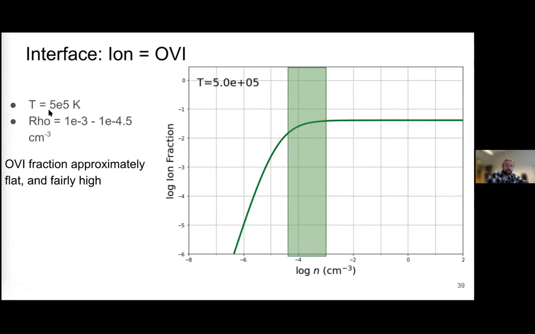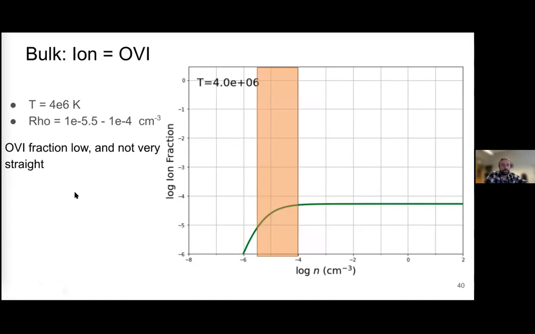On the interface, we have a basically flat region here. So this is our characteristic temperature of the interface. Here are the densities the interface kind of goes through, and the oxygen 6 fraction stays approximately flat. It starts to go down a little bit, but it stays close and it's fairly high. About 10% of the gas is oxygen 6. And in the bulk, we have a very low fraction, and it's also not very straight. It seems to be like a broken power law here.